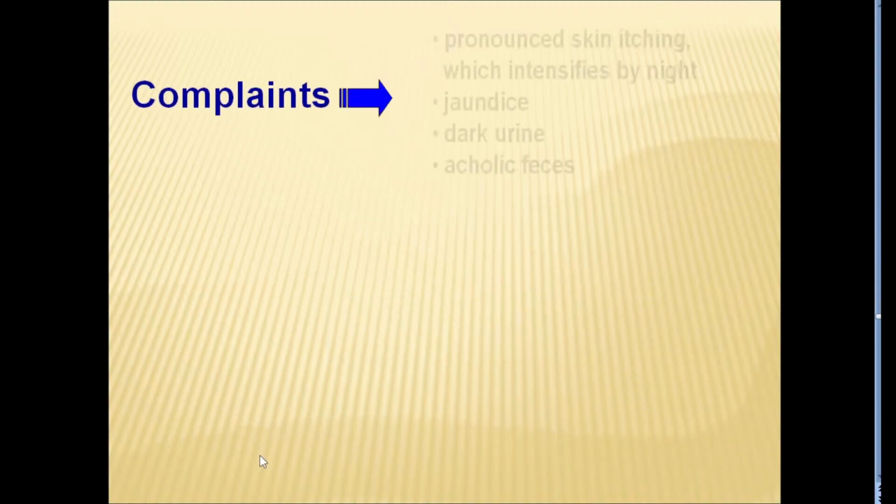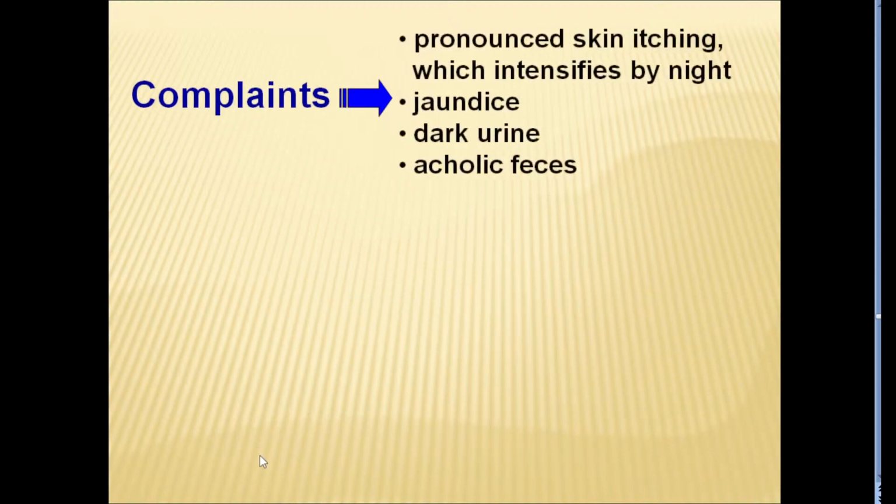The patient complains, first of all, of pronounced skin itching due to an increased level of bile acids in the blood, which intensifies at night due to irritation of the vagus nerve. From physiology, you know that during the night period the parasympathetic nervous system prevails, meaning the activity of the vagus nerve.